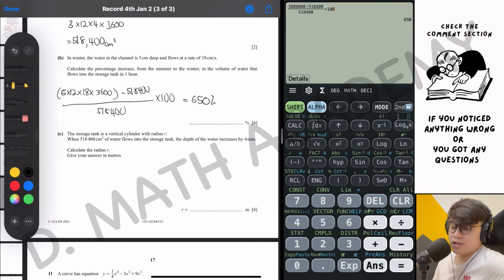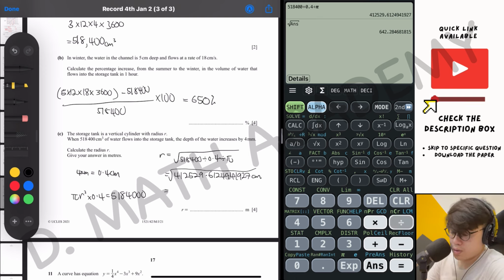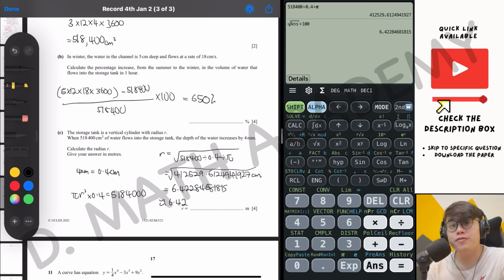The storage tank is a vertical cylinder with a radius of R, increased by 4 millimeters. Okay, 4 millimeters is 0.4 centimeters. And then, through this calculation here, we should be able to get the results. This is in centimeters, and if you were to change it into meters like what they wanted, you will get 6.42284681815. You get 6.42 as your final answer.